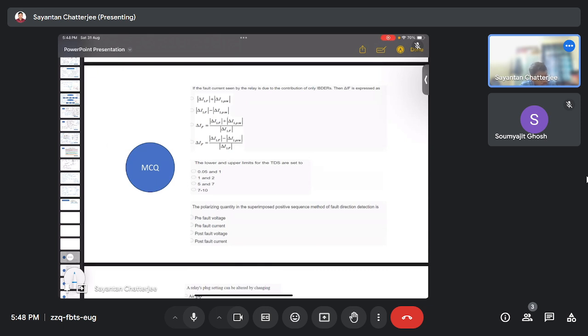Yours is the question: if the fault current seen by the relay is due to the contribution of only IVDR, then what would be del IVF, that is the positive sequence component? What would be the positive sequence component?